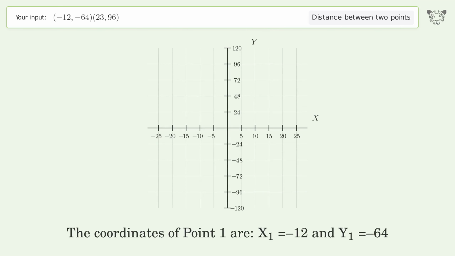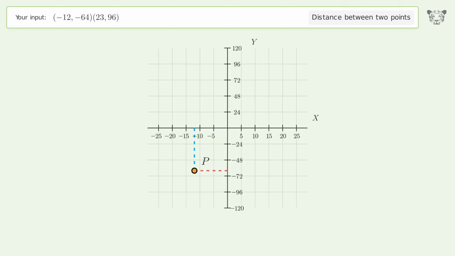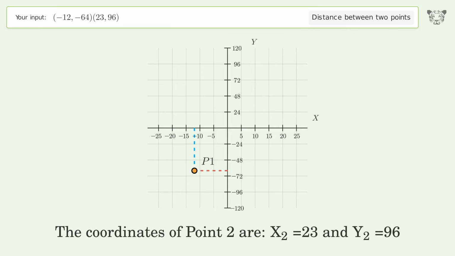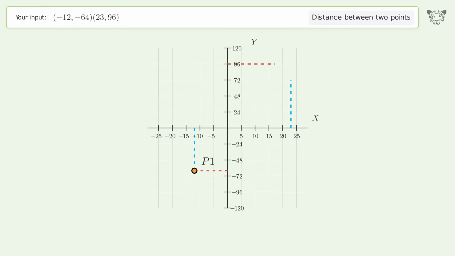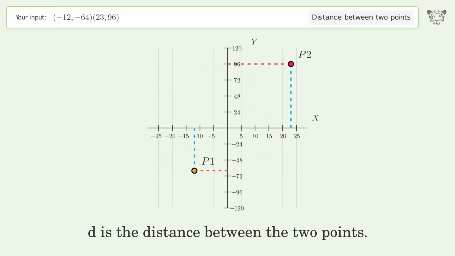The coordinates of point 1 are x1 equals -12 and y1 equals -64. The coordinates of point 2 are x2 equals 23 and y2 equals 96. D is the distance between the 2 points.